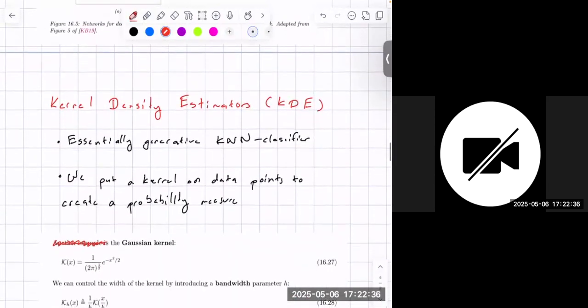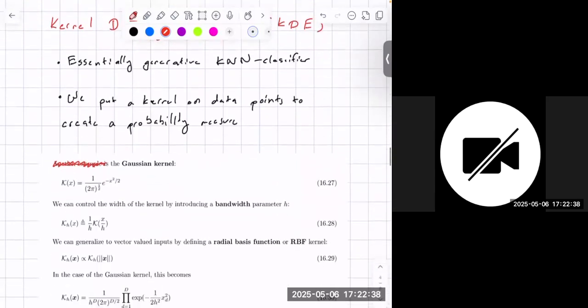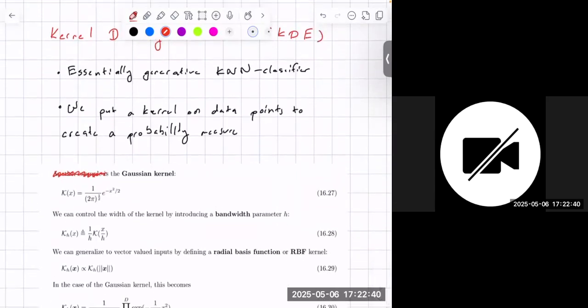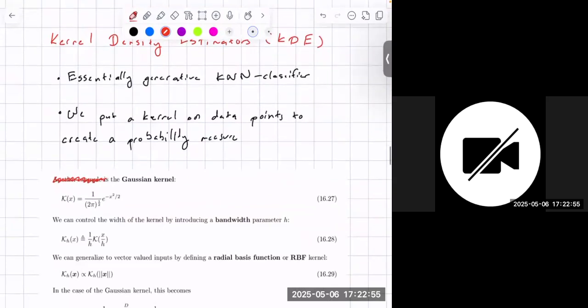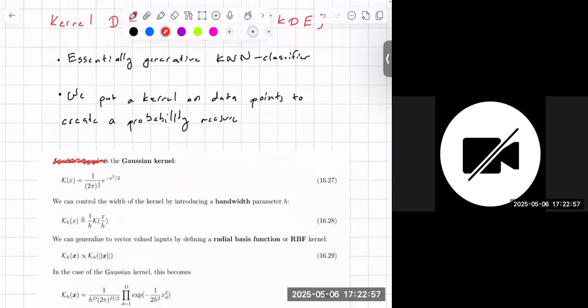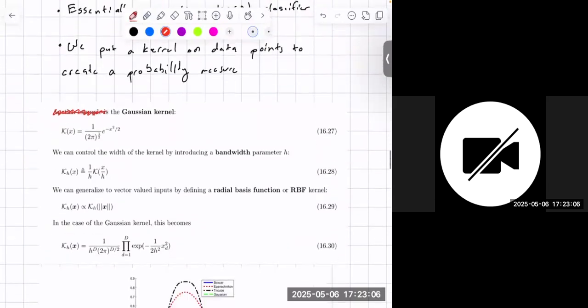Now, kernel density estimators. This is essentially a generative version of the KNN classifier we started off with. You're trying to put a kernel on data points. And here, a kernel just takes one data point instead of two. And Adam is right, when they say kernel, do they mean two data points or one? Yeah, this is also called a kernel, but not too far from the kernel we have seen.